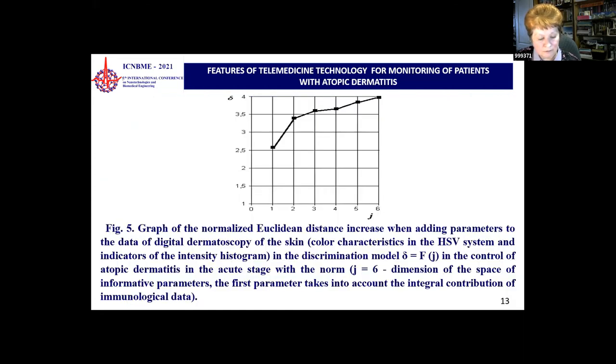This graph shows the increase in the normalized Euclidean distance when adding parameters to the data of digital dermatoscopy of the skin, color characteristics in the HSV system, and indicators of the intensity histogram in the discrimination model, in the control of atopic dermatitis in the acute stage with the norm, in a six-dimensional space of informative parameters. The first parameter takes into account the integral contribution of immunological data.